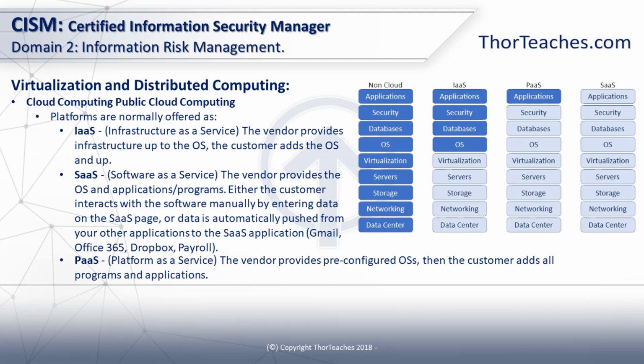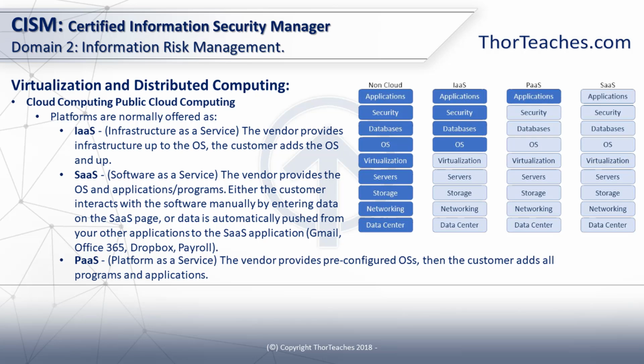With software as a service, or SaaS, the vendor pretty much provides everything except the data. These are very common solutions where we have a vendor application integrated with our systems. We would then manually enter the data on the SaaS page, or it can get pushed from some of our other applications. In many of the environments I've worked in, we've had hundreds of applications that were software as a service.